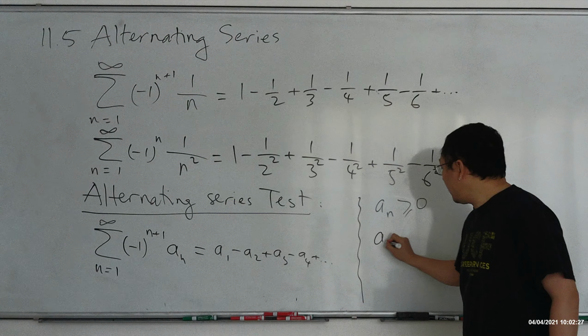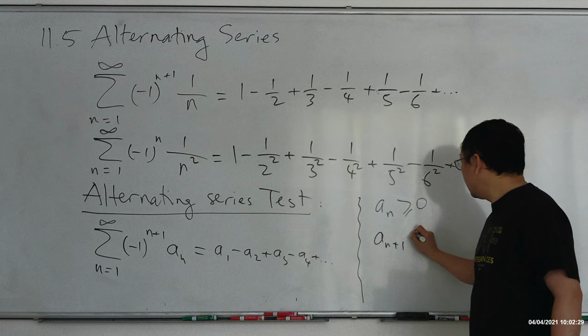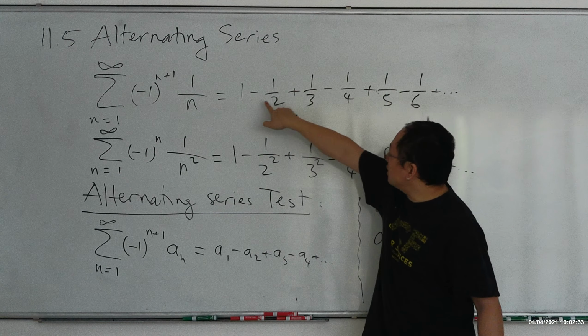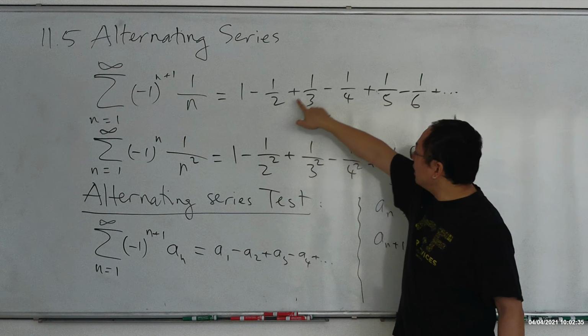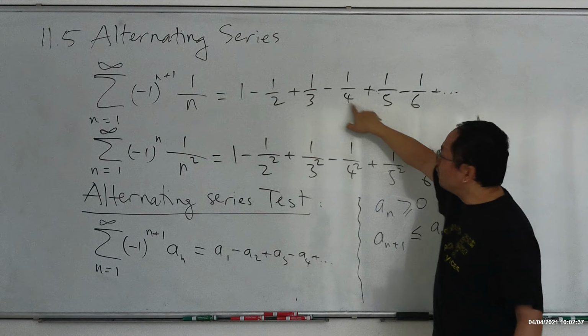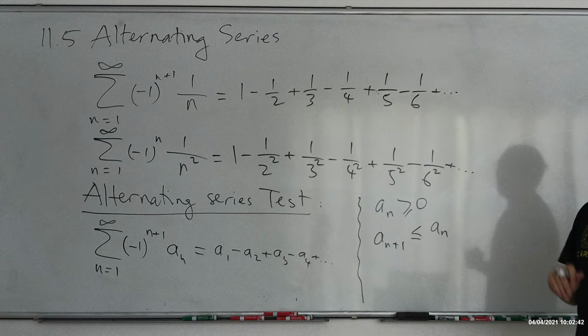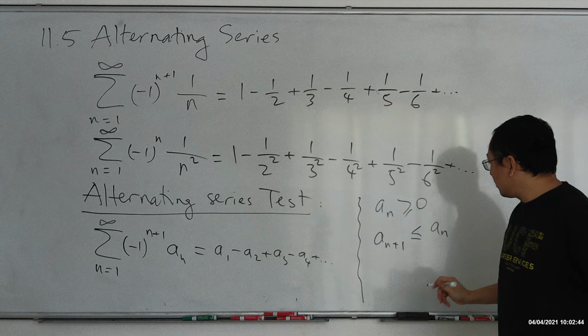Decreasing. So an plus 1 is going to be less than or equal to an. So the next term is going to be smaller. So just say 1/2 is bigger than 1/3, or 1/3 is less than 1/2, and 1/4 is less than 1/3, and so on and so on. Okay, keep adding and subtracting a smaller number. That's what it's trying to say.